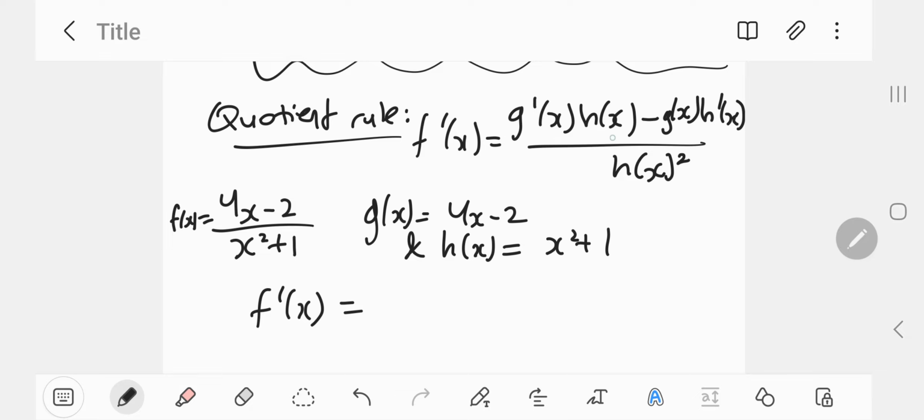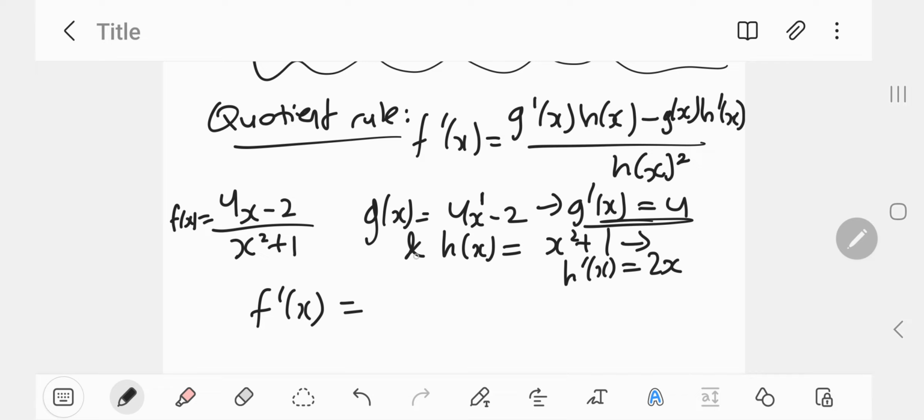The top bit tells you, so you take the derivative of g of x, which is just 4, because the derivative of a number is 0. The derivative of 4x is, so 4x to the 1, take the 1 down, so you have 4 times 1, x to the 0. x to the 0 is 1, so you have 4. And the derivative of h of x is just 2x, right? So bring the 2 down, reduce the power by 1, which is just 1.